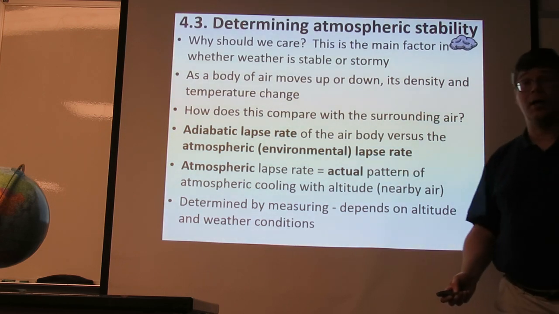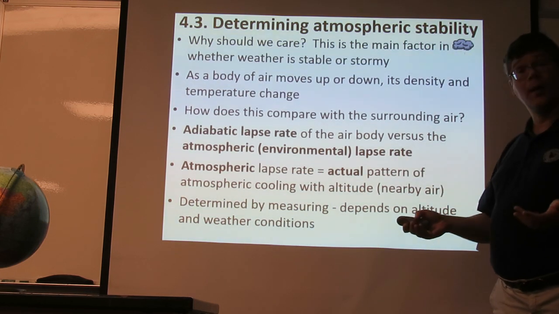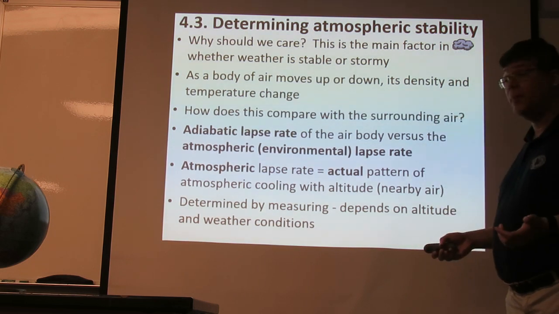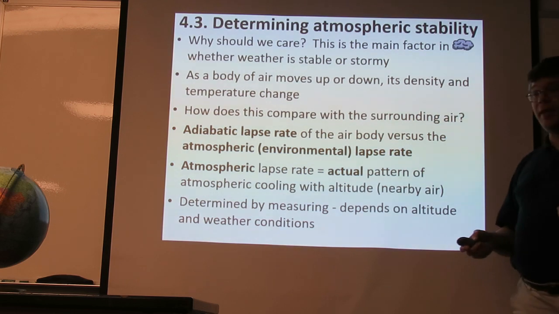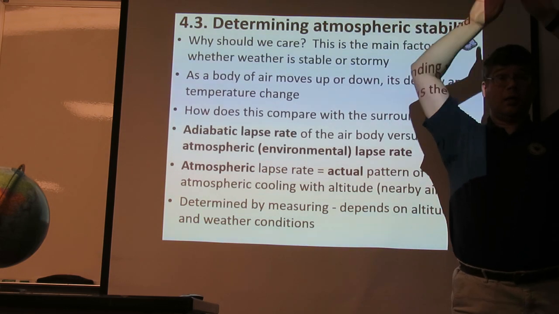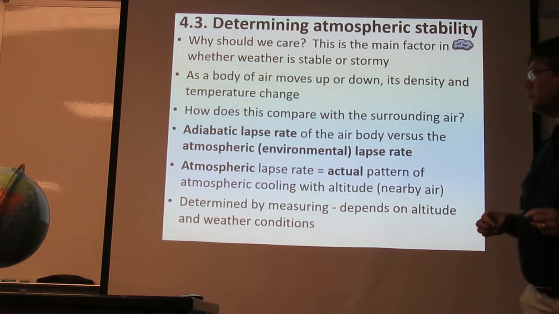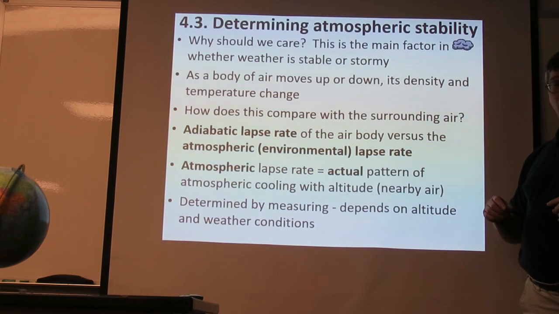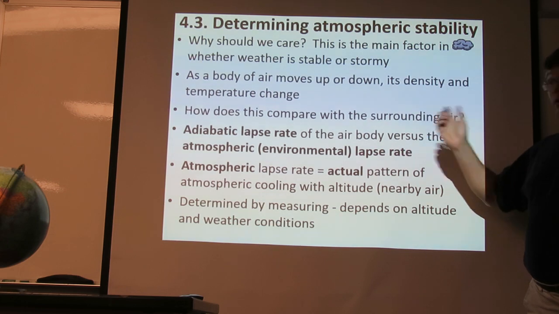Okay, stability of air. This is a big factor in telling us, it largely determines, is our air going to be stormy or is the weather going to be more stable? Again, air moves up and down. We get changes in the temperature and the density. And our key thing is, how does that particular air above us compare to the air generally around? The adiabatic lapse rate of that air above us, the air that we're interested in, how does that compare to the surrounding atmospheric or environmental lapse rate?